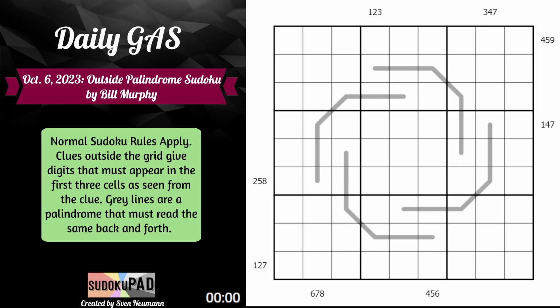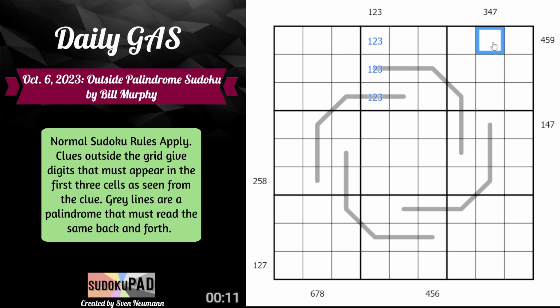So those are the rules. Let's just jump right into it. All right, so where do I want to start? I want to start myself with these digits here. I'm not going to think about the palindrome application just yet.